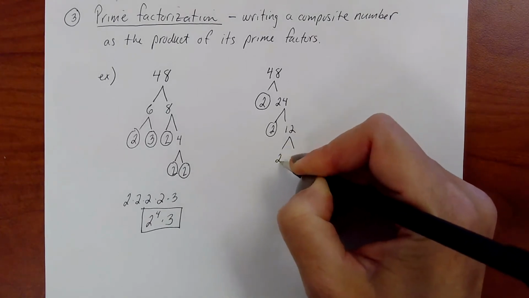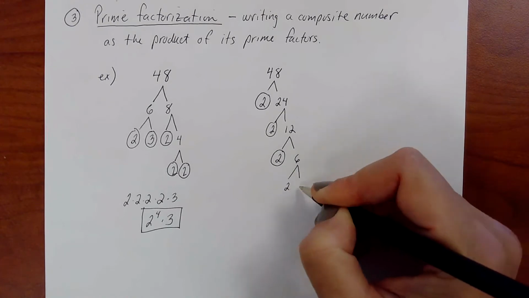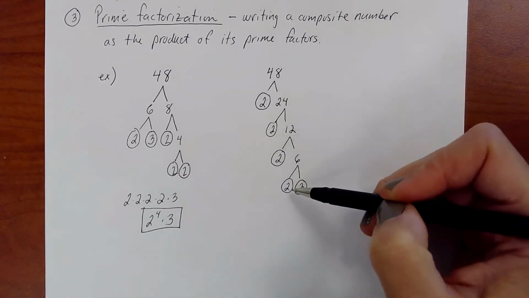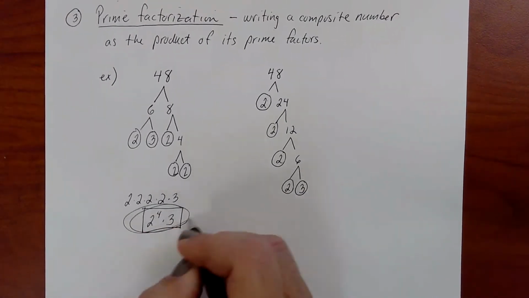Break down 12. 2 and 6? Break down 6. 2 and 3? We should get the same thing. 1, 2, 3, 4 2s and a 3. Yeah. So no matter how you break down the number, if you're going all the way to the prime factors, we will always get the same answer.